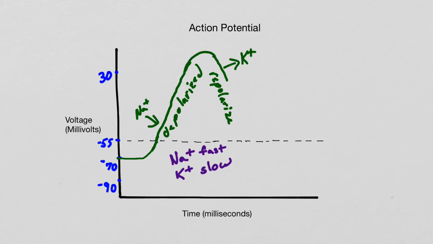Okay, so as that potassium leaves, the difference is going to increase, and it's actually going to increase so much that it goes below resting membrane potential. So here we have resting membrane potential, and here is hyper. I'm unfortunately outside of where I can write. Let's try that again. So down here is hyperpolarization.